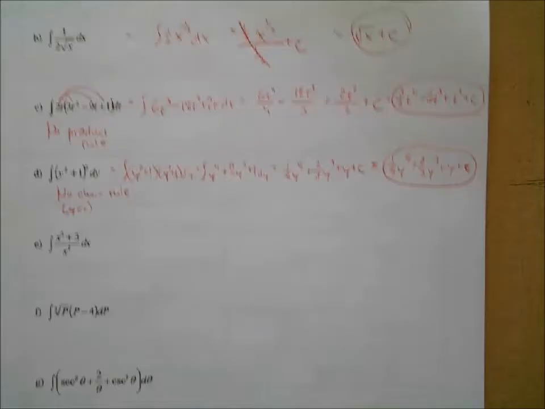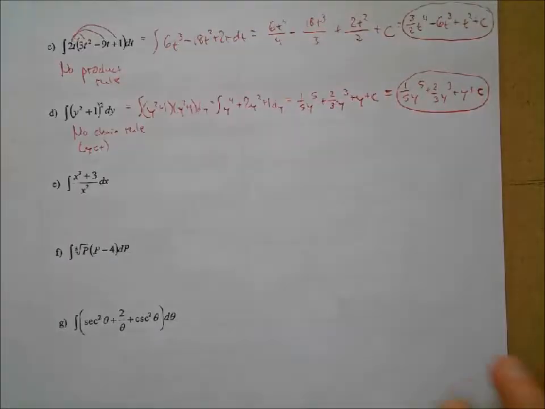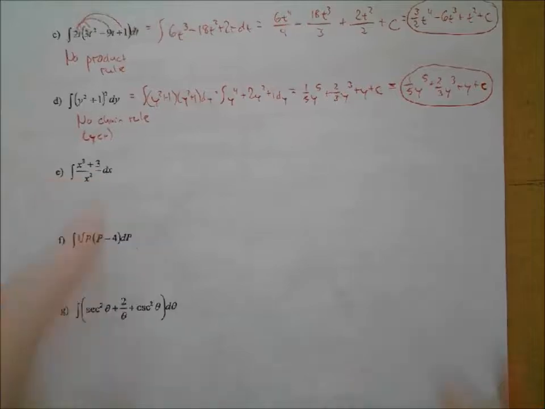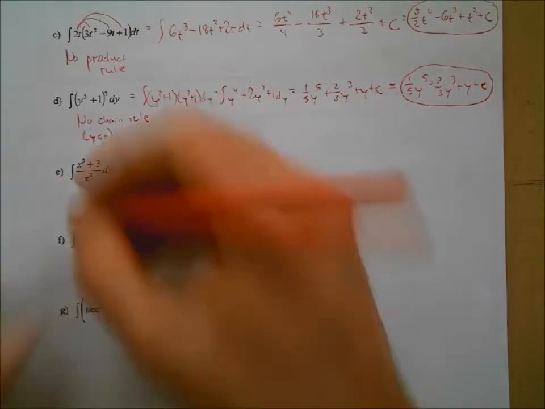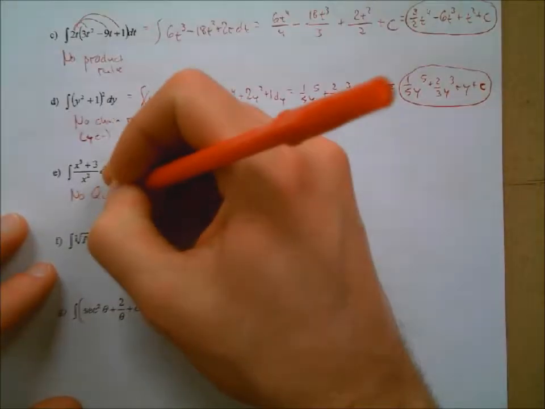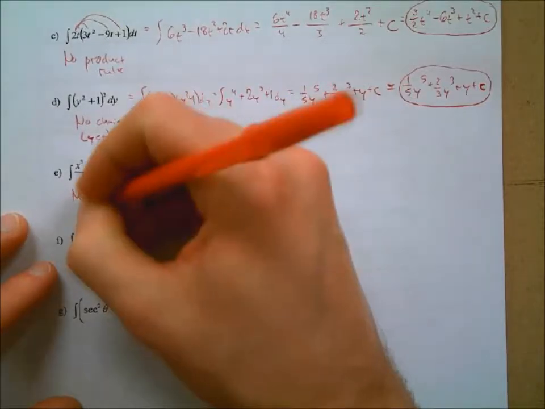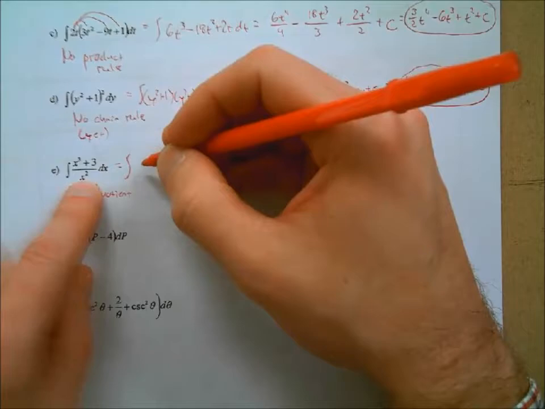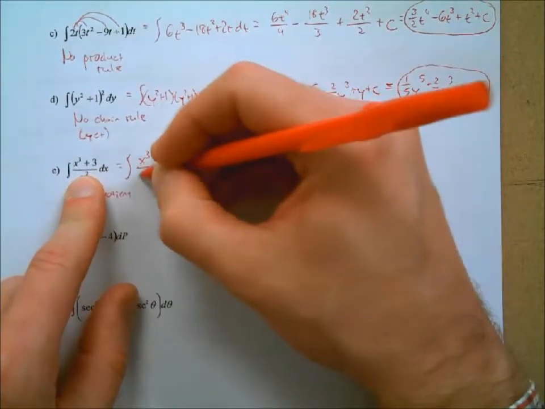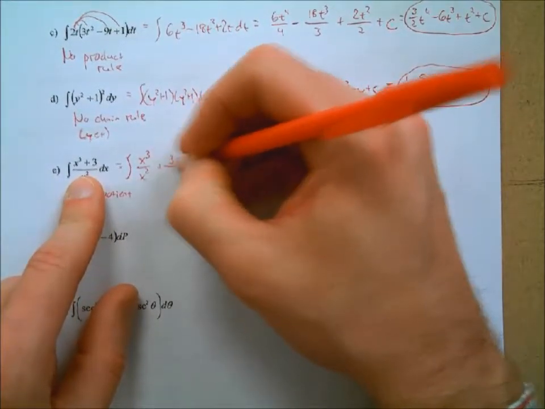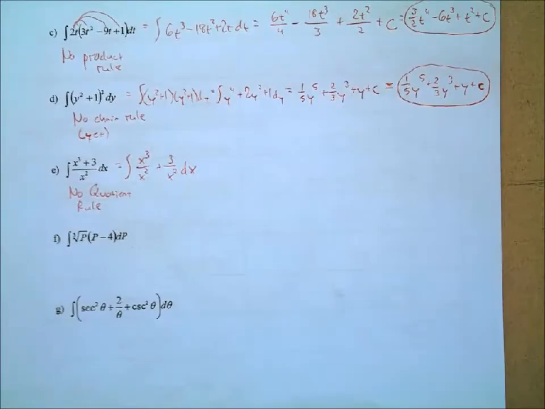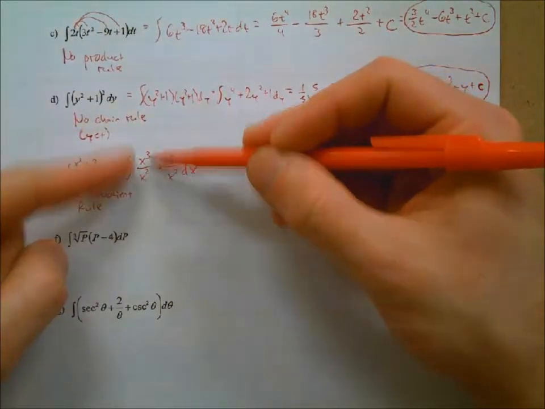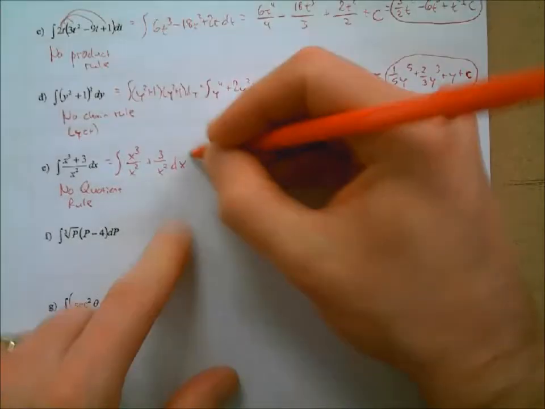So far, so good there? All right. Letter E. Do we have a quotient rule? No quotient rule. So we have to divide this. So we'll break up our numerator, make it x cubed over x squared plus 3 over x squared like that. How can we rewrite x cubed over x squared? It's just x, right?